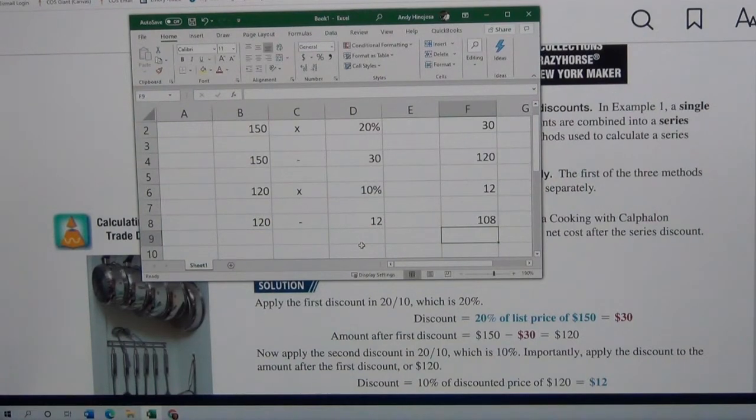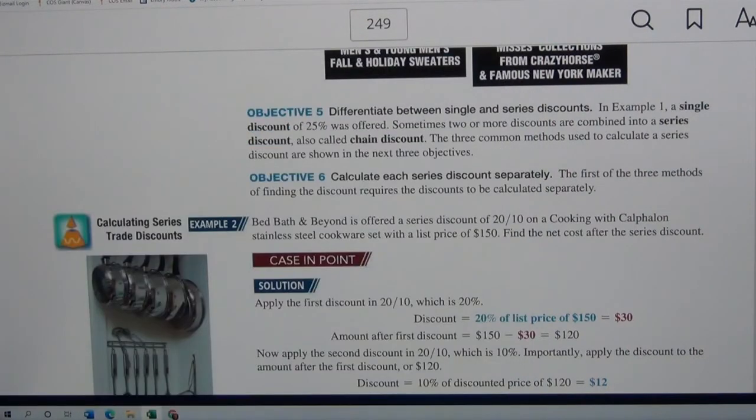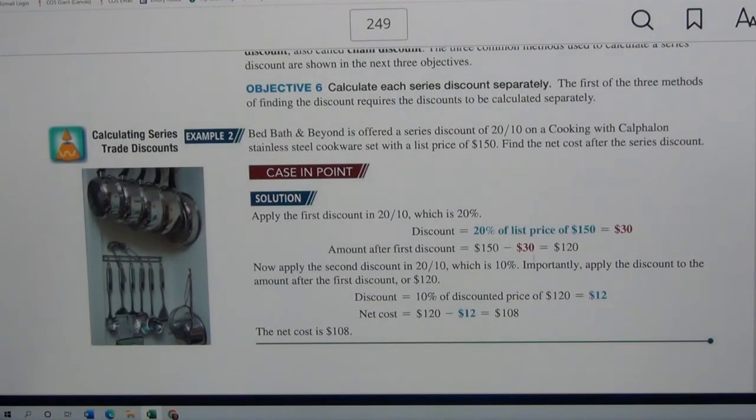Does that make sense? Well, let's make sure. We came up with 108, so let's see what the textbook comes up with. 108, they came up with 108, just like we had figured it out.